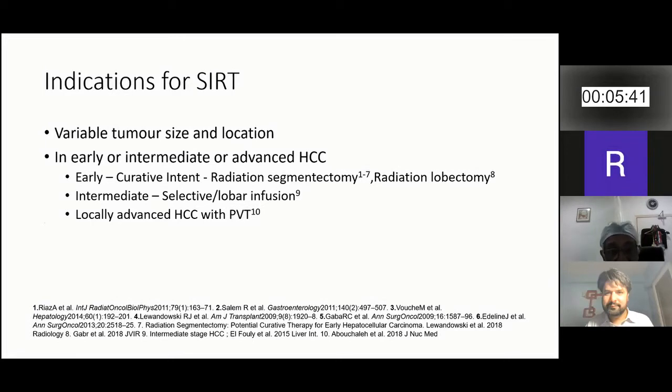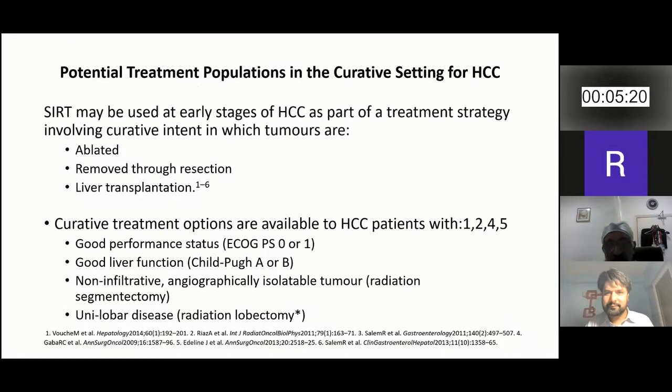In an intermediate stage, it is very important that you go selectively and give that particular lobe an infusion of this drug and try and destroy the tumor as far as possible. In a locally advanced tumor with portal vein thrombosis, again, you can do internal radiation in these patients by doing a SIRT procedure or a TARE procedure.